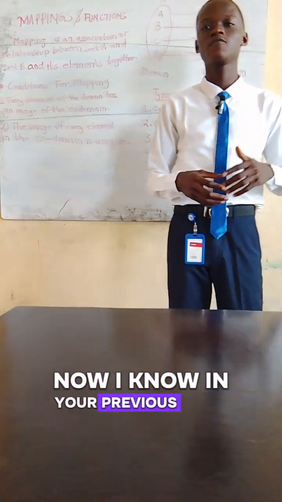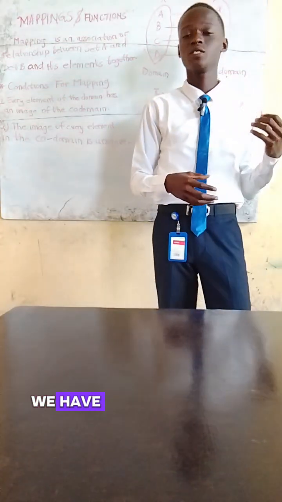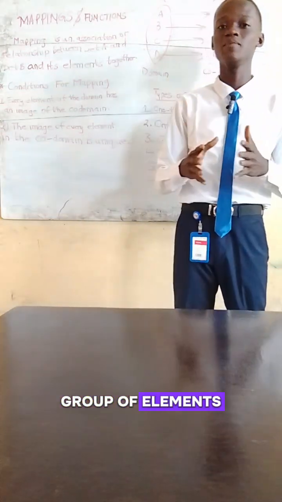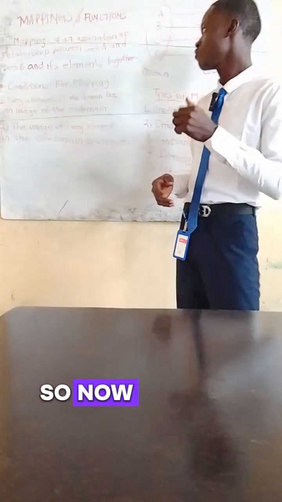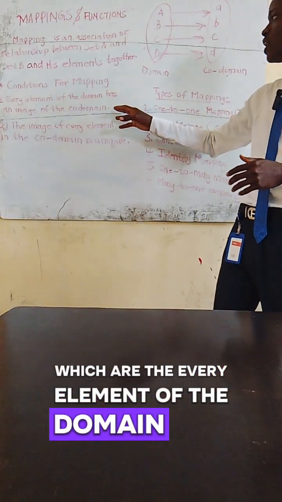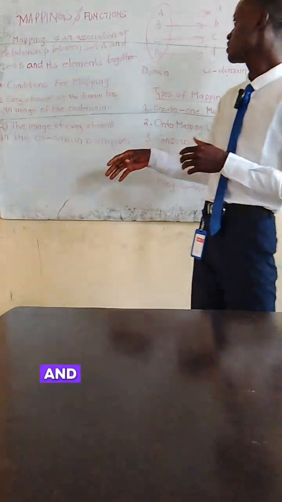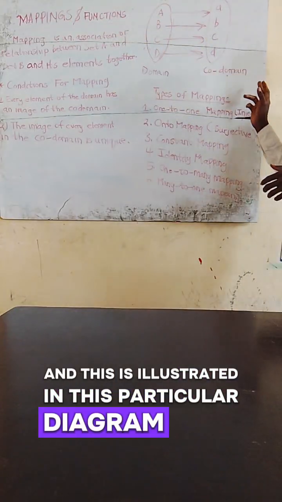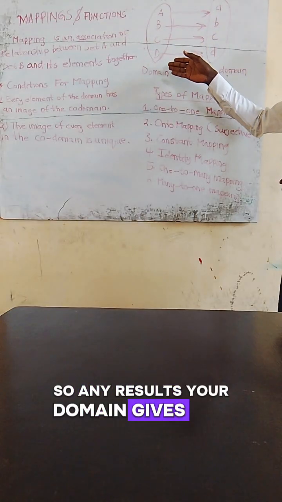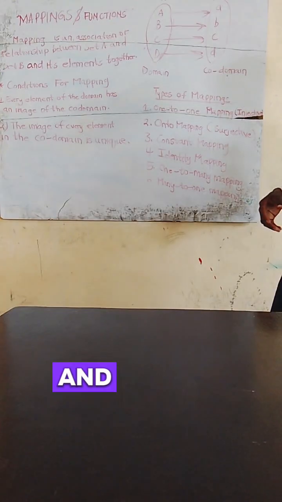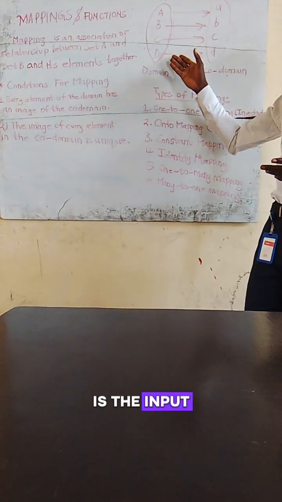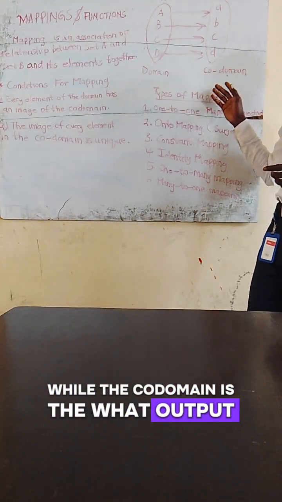Now, I know in your previous level you have been taught sets, and we believe that inside sets we have a group of elements. So now we have conditions for mapping, which are that every element of the domain has an image in the codomain. And this is illustrated in this particular diagram here. So any result your domain gives here, we produce in the codomain. And I said in our previous class that domain is the input while the codomain is the output.